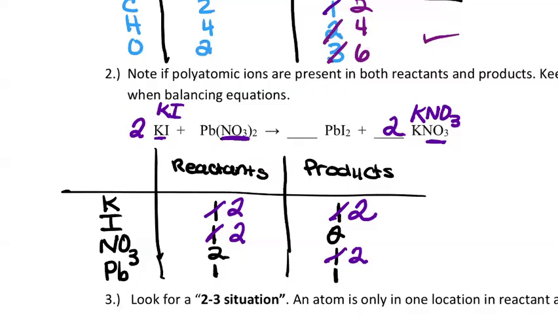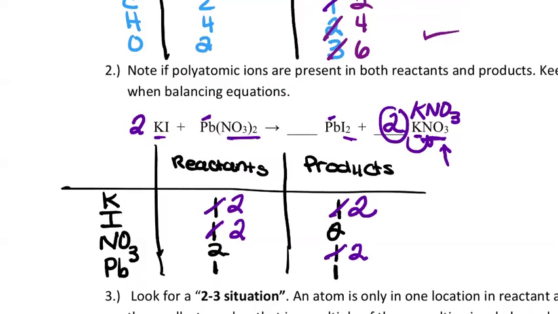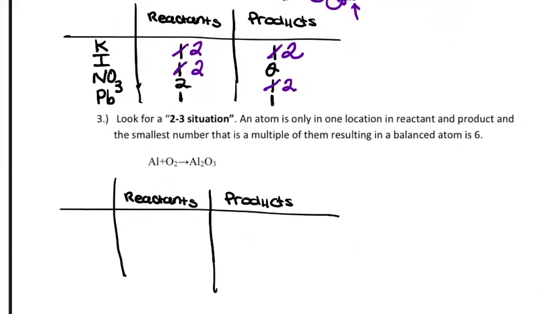And now my equation is balanced. I have 2 potassium iodides, so 2 Ks, 2 Is, 2 Ks, 2 Is. I have 1 lead, 2 nitrates, 2 nitrates, and my equation is balanced. Okay, so the last thing I look for is a 2-3 situation.